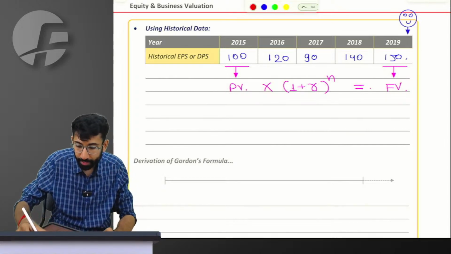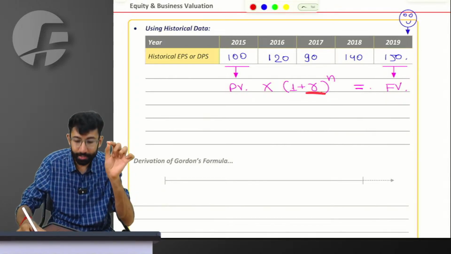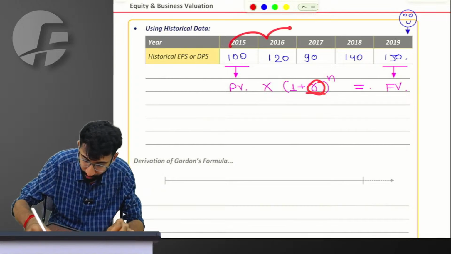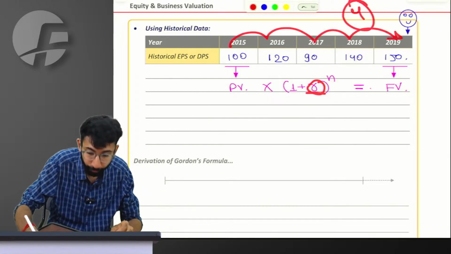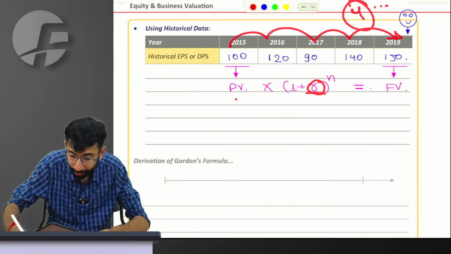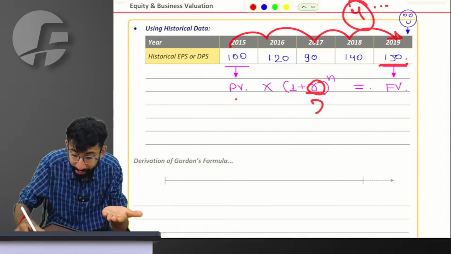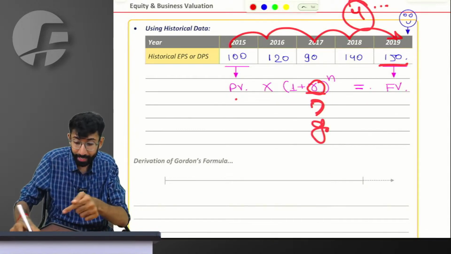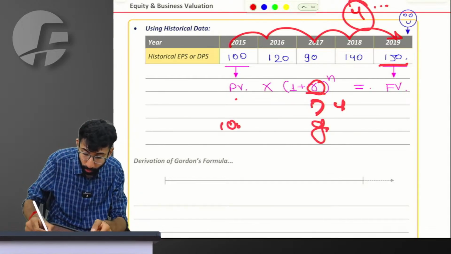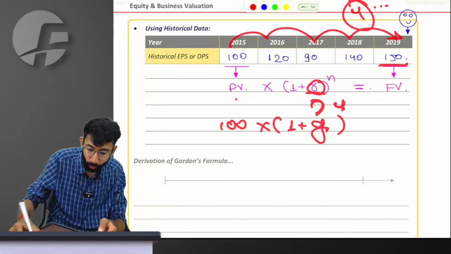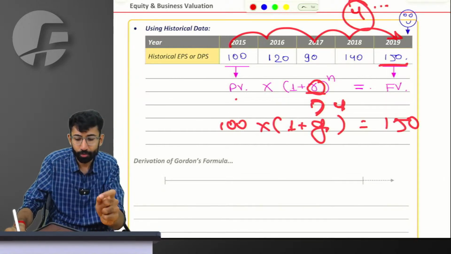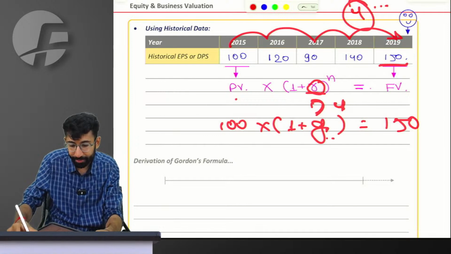Sir, what is the rate? What is the rate at which if this 100 grows for a period of 4 years, it will become 150? What is the growth rate? Through this formula, can I back calculate this growth rate?